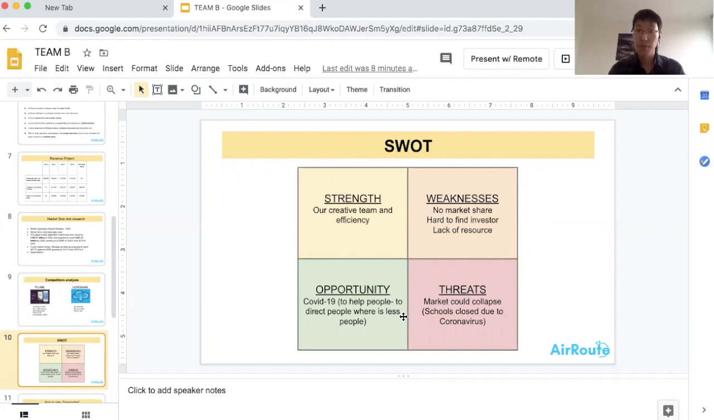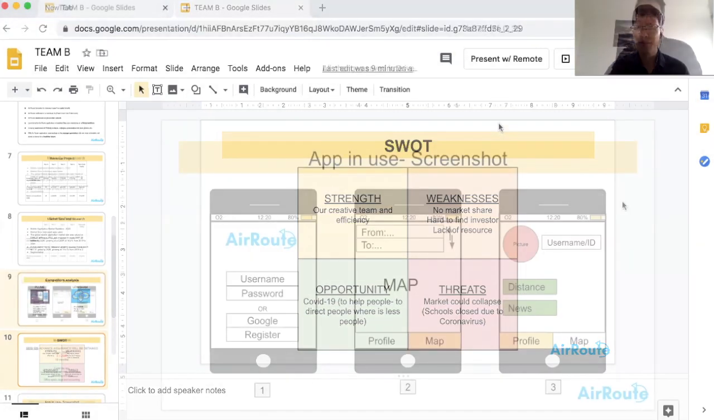And the threats, as I mentioned, COVID-19 cuts both ways for us. Of course, it's a threat for us too. It could collapse the whole market itself, and schools started closing, which were our main target. And now it's just individual customers. We'll move on to the next slides now.